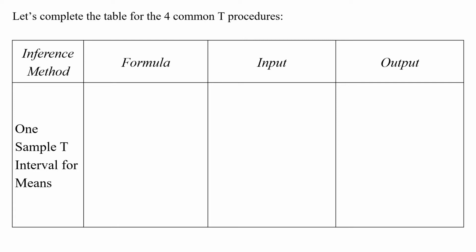So let's go ahead and complete a summary table for the 4 common T procedures. If you need to pause this to fill it out, please pause it, but I'm just going to be going through these here. Our first inference method, the common one, is going to be a one-sample T interval for means. Remember, this is your formula for it: x bar plus or minus T star times your standard error.